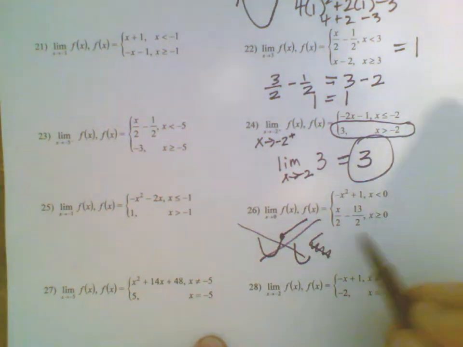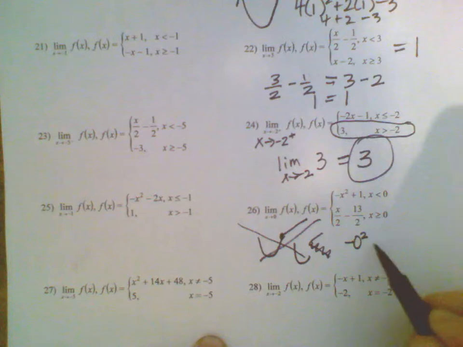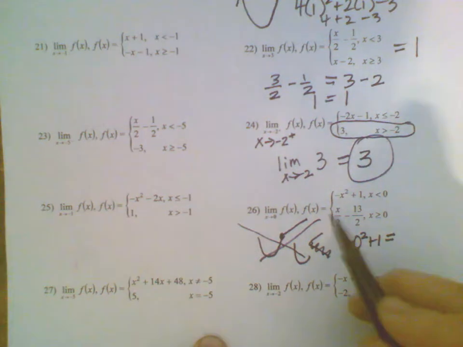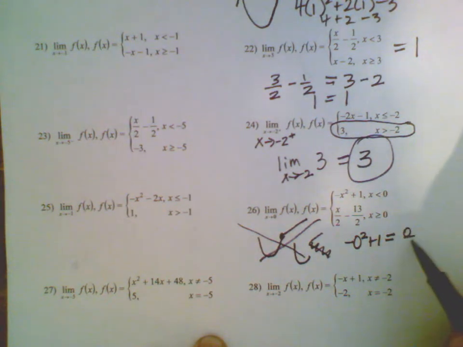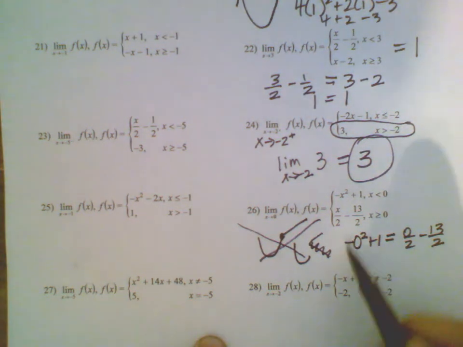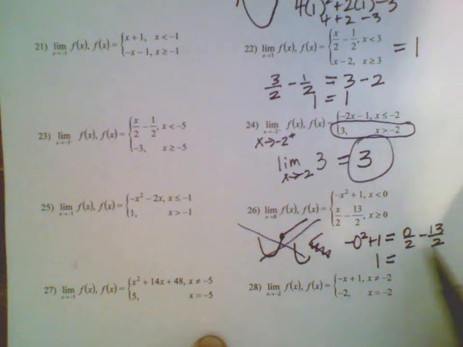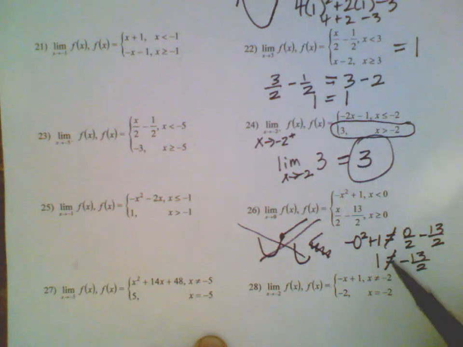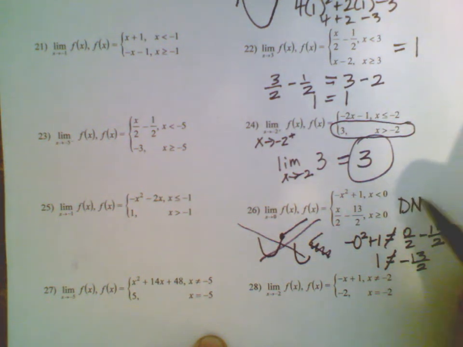So what happens when I plug in 0 into negative 0 squared plus 1 on the left-hand side and 0 over 2 minus 13 halves on the right-hand side? Well, the left-hand side is 1, and the right-hand side is negative 13 halves, and those are not equal. They're not the same, and therefore my limit does not exist.